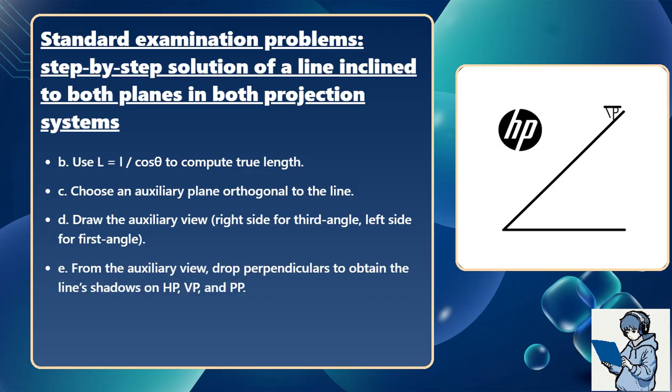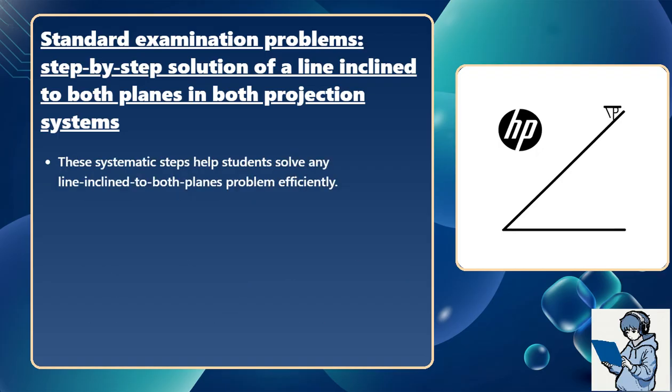E. From the auxiliary view, drop perpendiculars to obtain the line's shadows on the horizontal plane, vertical plane, and profile plane. F. Label all angles and dimensions for full credit. These systematic steps help students solve any line inclined to both planes problem efficiently.